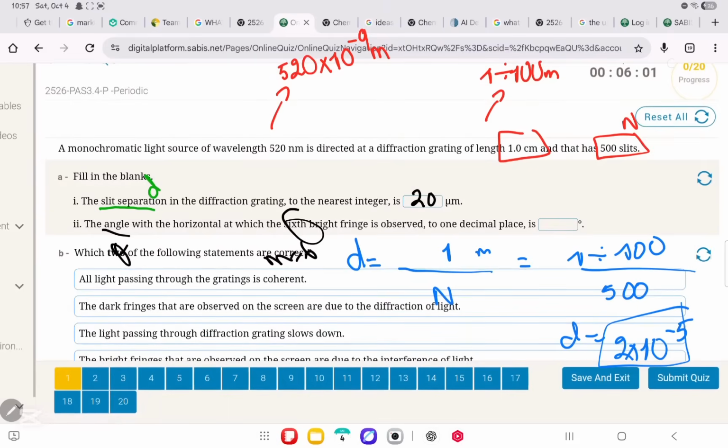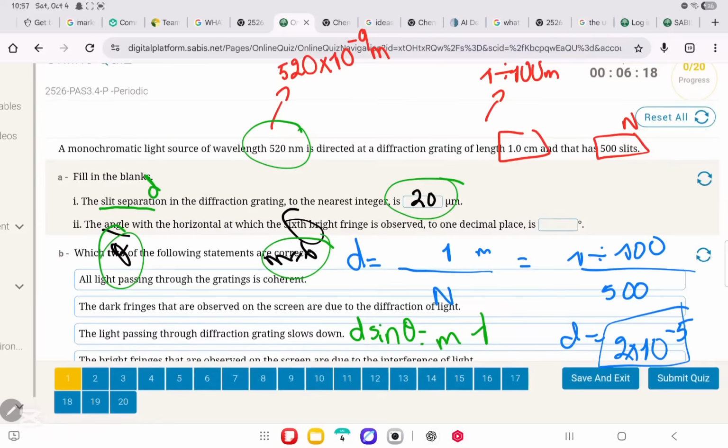What do we also have? We also have lambda, the wavelength, and we also have d. So look, we have d over here, we have lambda over here, we have m. We have all the tools in order for us to find theta. What's the equation? The equation is d sine theta equals m lambda. So d sine theta, substitute d by 20 micrometer or 20 times 10 to the power of minus 6, times sine theta is equal to m, which is 6, times 520 times 10 to the power of minus 9.